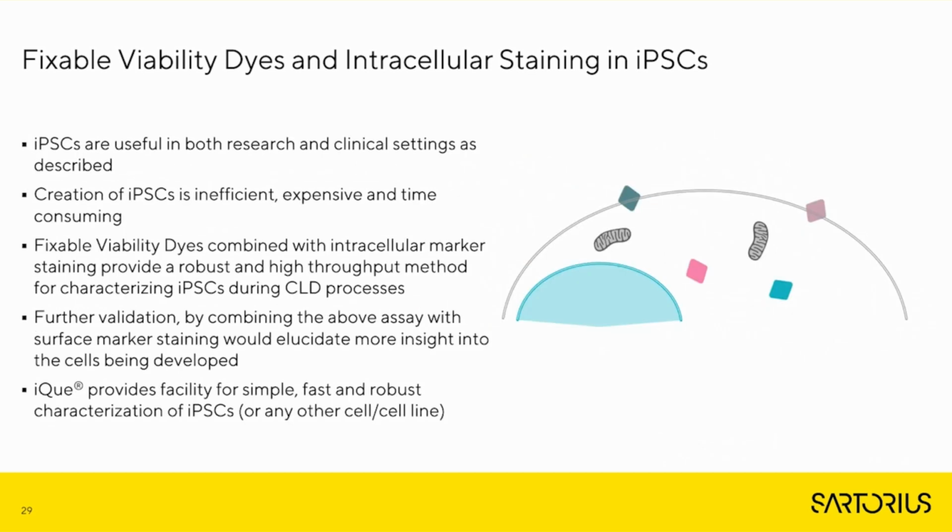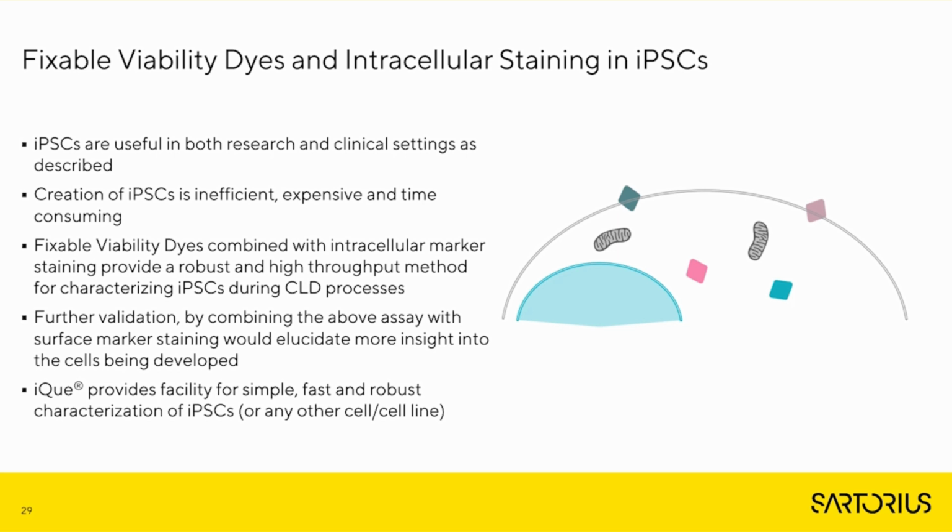So using the fixable viability dyes, intracellular staining, and iPSCs, as mentioned before, the iPSCs are useful in both research and clinical settings as described. Because the creation of iPSCs is inefficient, expensive, and time-consuming, fixable viability dyes combined with intracellular marker staining provide a robust and high throughput method for characterizing iPSCs during CLD processes.